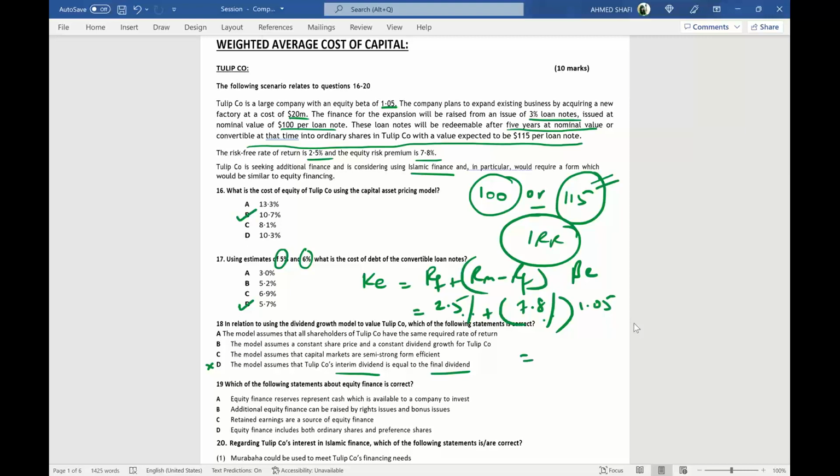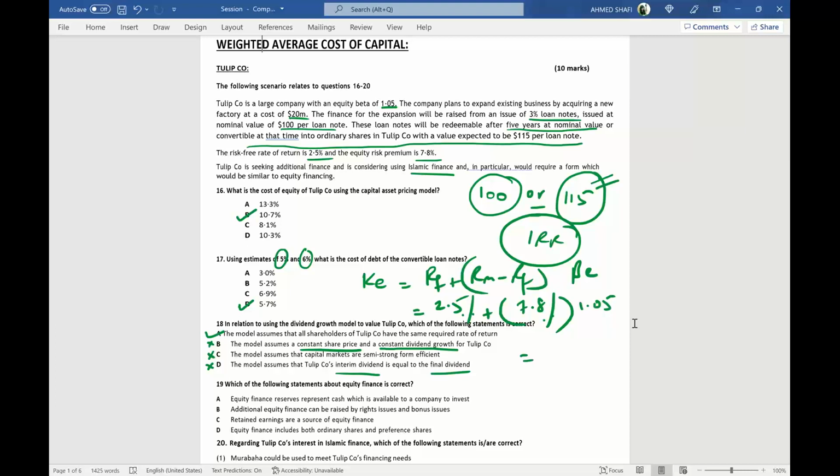The model assumes that markets are semi-strong form efficient. That's also clearly written in the text. The model assumes a constant share price and constant growth rate. If you look at the disadvantages of DVM, it's written that DVM assumes a constant dividend growth, but it does not assume a constant share price. So this statement is also wrong. So the correct answer has to be A. This was the strategy where I removed the obviously wrong ones: it's clearly not possible that whatever is the half yearly should be the final. Efficiency is clearly mentioned in the text. Constant dividend growth is mentioned in the text, but not the constant share price. So A is the answer.